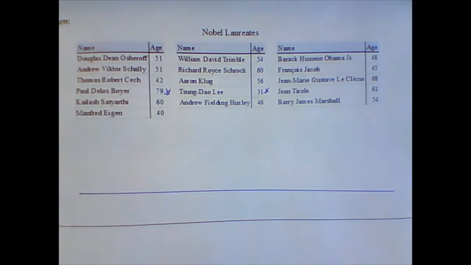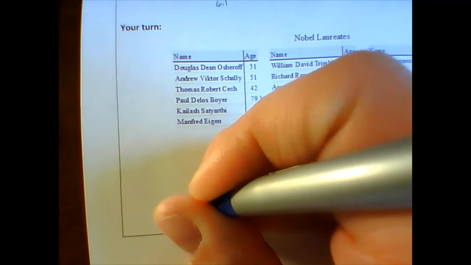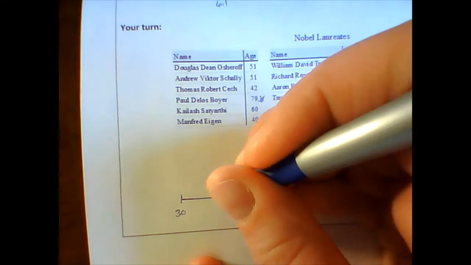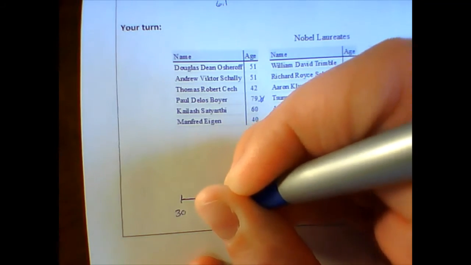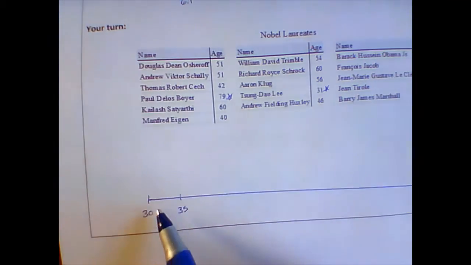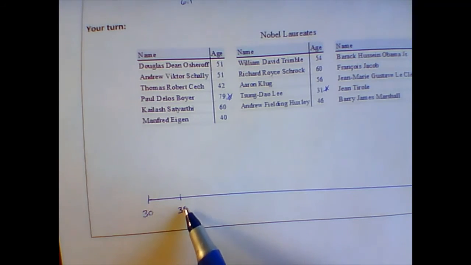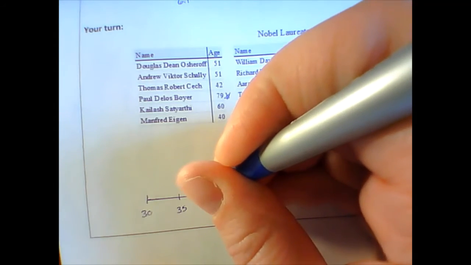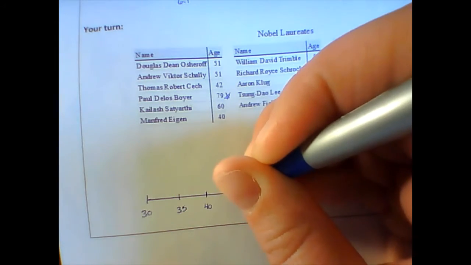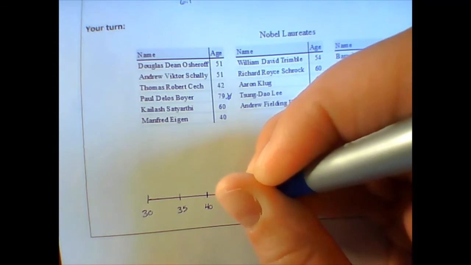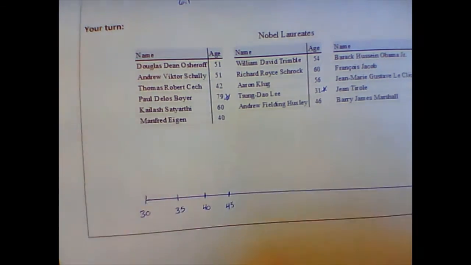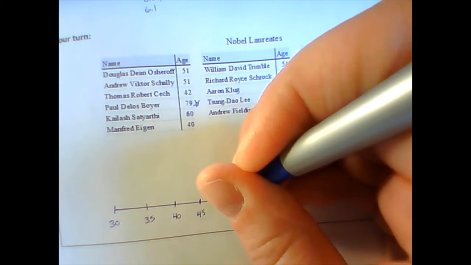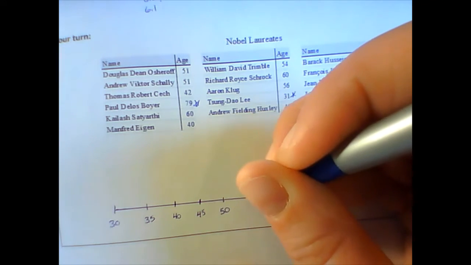Okay, so we know the lowest, we know the highest, and that's a pretty extensive range, from 31 to 79. I don't want to make that many dots, but what I could do is make increments of 5. Everybody between the ages of 30 and 35, so 30 to 34, can go in that first column. Then I can make another column here for 35 up to 39, and then 40 will start the next group, and everybody between 40 and 45, so 40 to 44, will be in that next column.